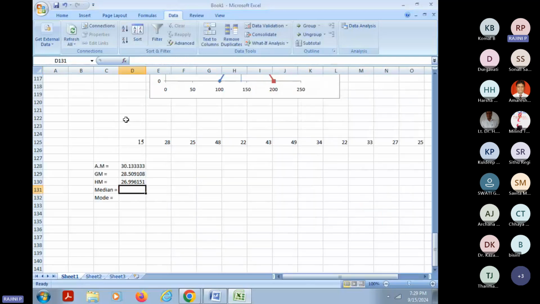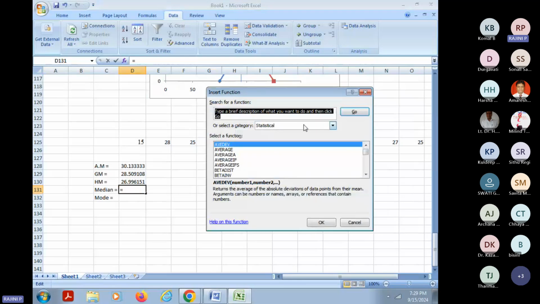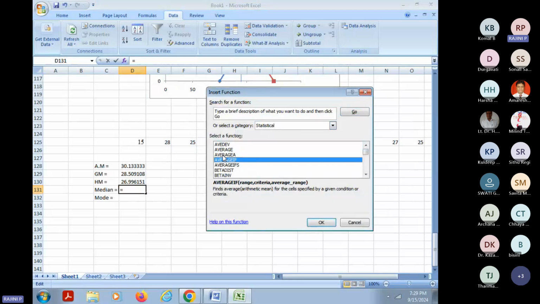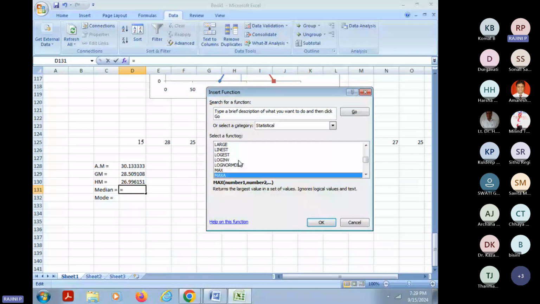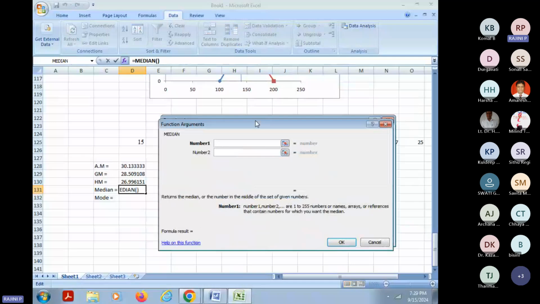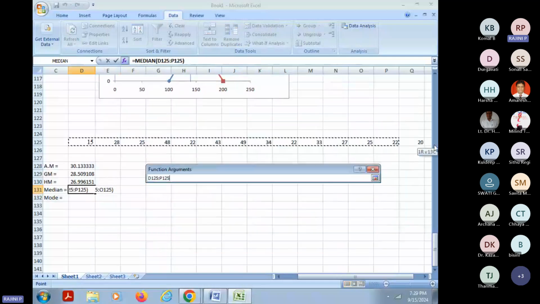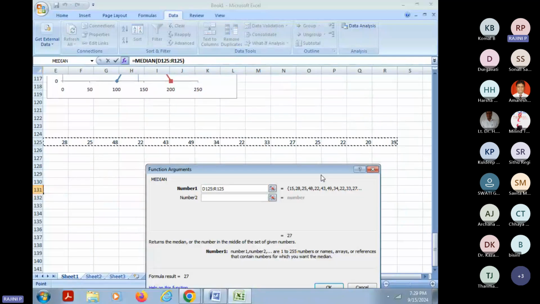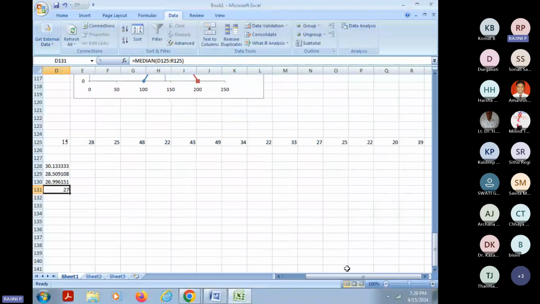Similarly, median. Go to the functions, statistical category we require. And here what I need is median. Got it? Then OK. Select all the numbers, whatever you have, and then OK. Got it?